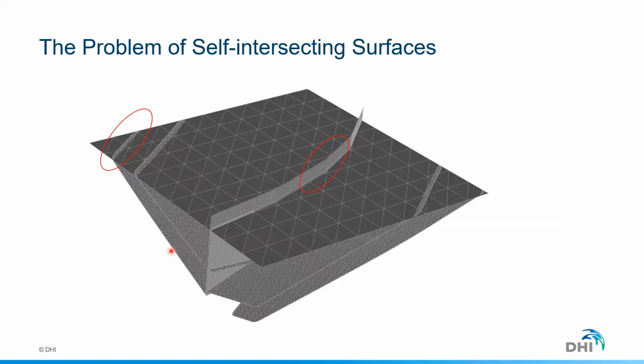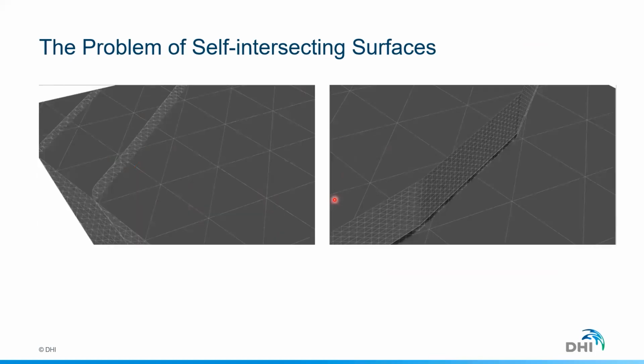So this is the example of the self-intersection, where you see surfaces well discretized, not coinciding with the other surface. So this is going to throw an error. We can look at it here in detail. The faults are very refined and the surface on top is very coarse.